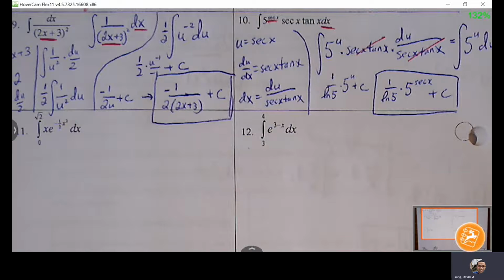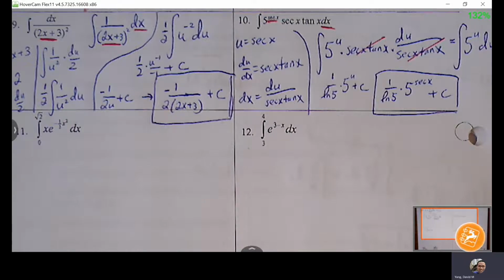Okay, take a look at 11. How would you start number 11? U substitution. What's our U value? The exponent, yeah, the full exponent, okay.